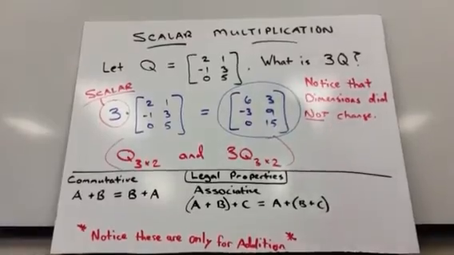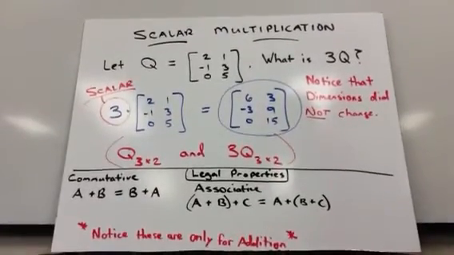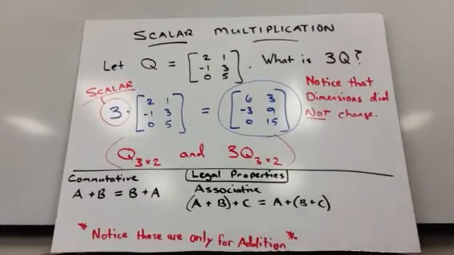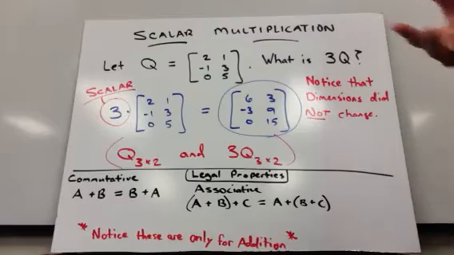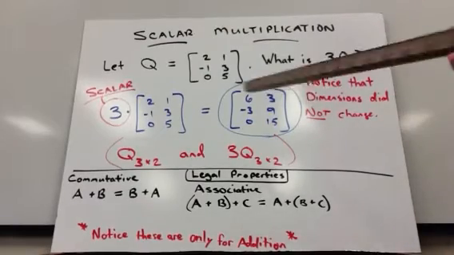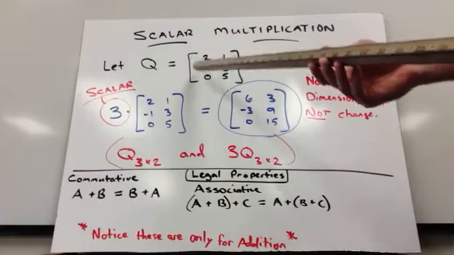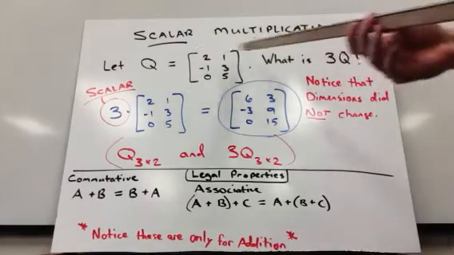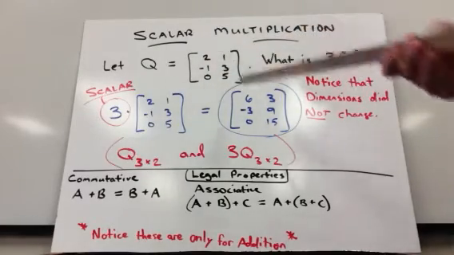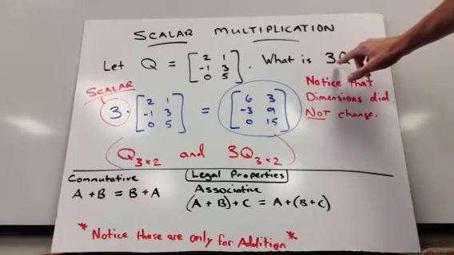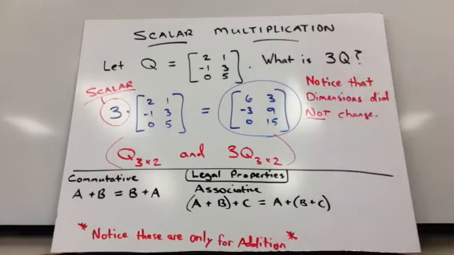Now that was adding and subtracting. You have to have the same dimensions. With scalar multiplication, you're going to be multiplying one matrix by just a number. So let me show you what I mean. If we have matrix Q, and it's going to be a 3 by 2 matrix, 3 rows and 2 columns, I want to know what 3Q is. What that means is, what is 3 times Q?